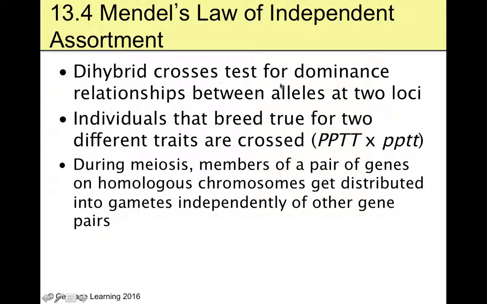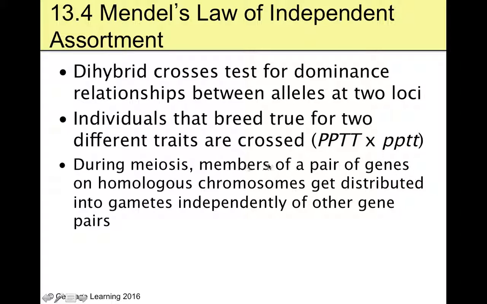And so he did these dihybrid crosses to test for dominance relationships between alleles at two loci, two different locations. And of course he didn't know alleles were at two different locations. This is all updated. And so we do two traits. Individuals that breed true for two different traits are crossed. Big P, big P, big T, big T. So I think it's purple tall. Little p, little p, little t, little t, white, short. And that's how tall the plant grows.